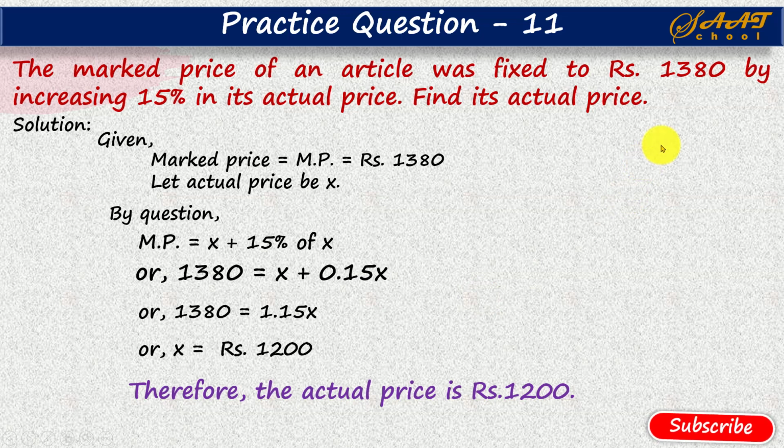Again, here this mark price is priced in such a way that this 15% is added in its actual price. So we assume here X is the actual price, and by the question this mark price is actual price plus 15% of actual price, and we calculated actual price is 1200. Now if you add 15% on this 1200, that should be equal to 1380. So this is the actual price.